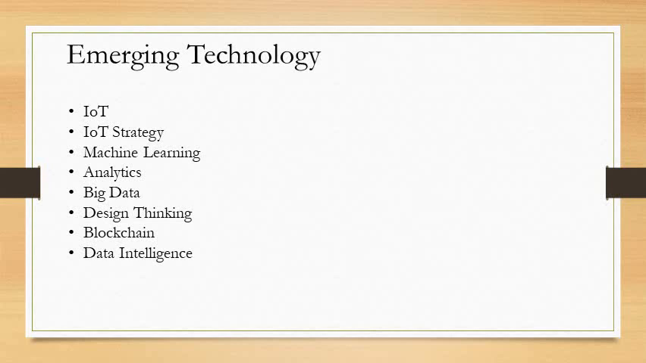So the first one is IoT, Internet of Things, and the second one is IoT Strategy, Internet of Things Strategy. To judiciously use the IoT, like managing sensor data, automation, encryption of data handling, interpretations, remote device management, real-time business, etc., IoT strategy has been introduced. The third one is machine learning, fourth is analytics, fifth is big data, then design thinking, blockchain, and the last one is data intelligence.